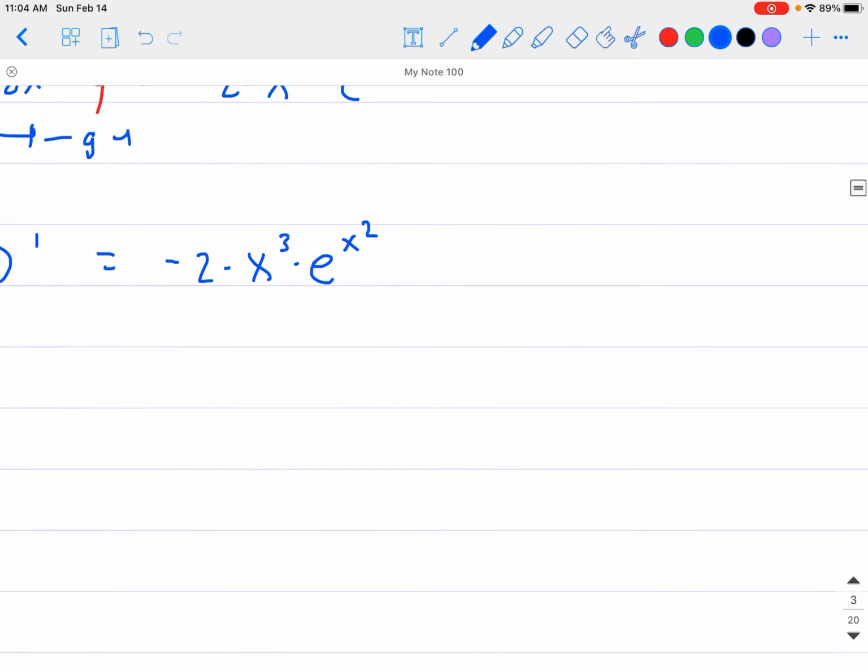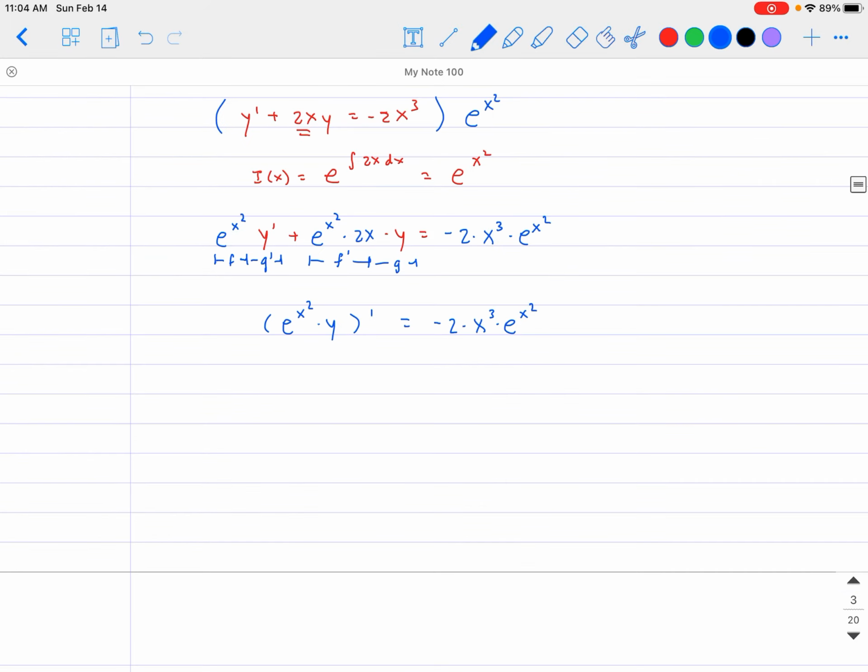Okay. At this point, we're going to go ahead and take the antiderivative of both sides to get rid of that derivative sign. So e to the x squared multiplied by y, because the derivative and integral cancel each other out. The right-hand side, you need to integrate that thing right there. And hopefully you guys remember how to do integration by parts. So here, let me just go ahead and set that up on the side.